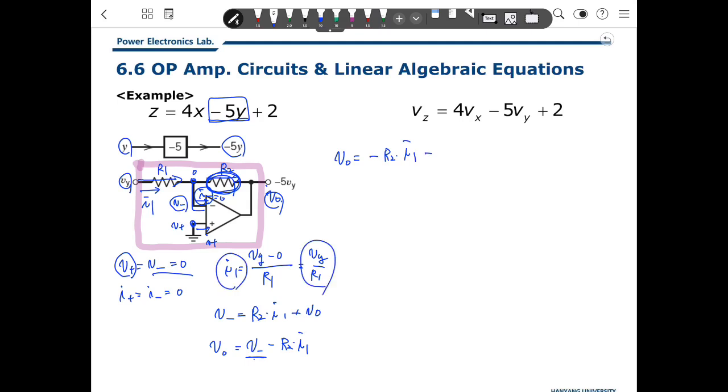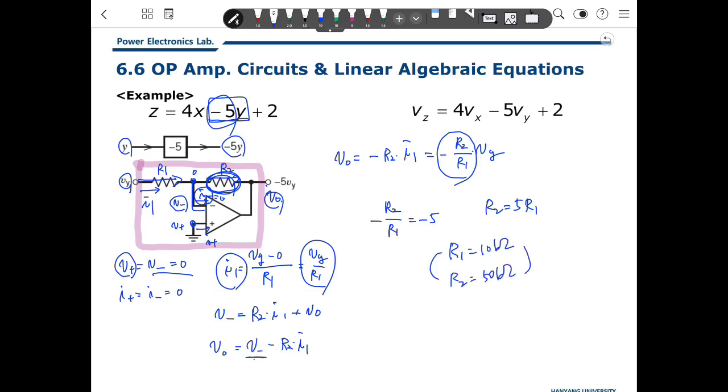Then I1 is that value, so V out is minus R2 over R1 times Vy. We want to make a -5, so minus R2 over R1 is -5. So R2 should be 5 times R1. If you design R1 as 10 kilo ohm, then R2 is 50 kilo ohm. So this is R1, 10 kilo ohm, and this is 50 kilo ohm. We can design it this way.